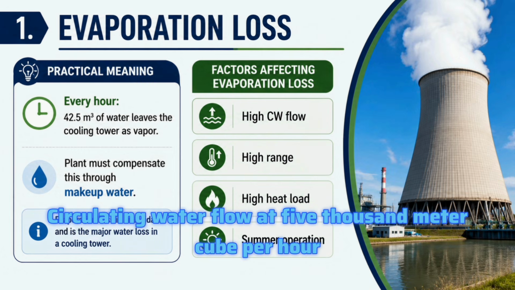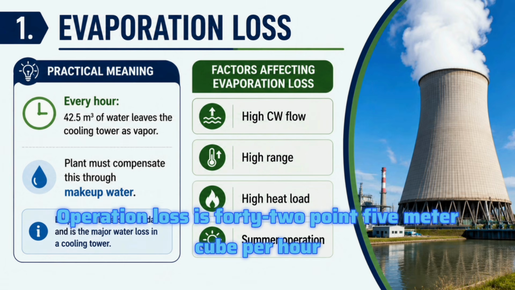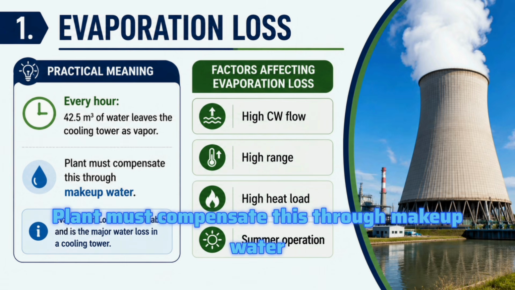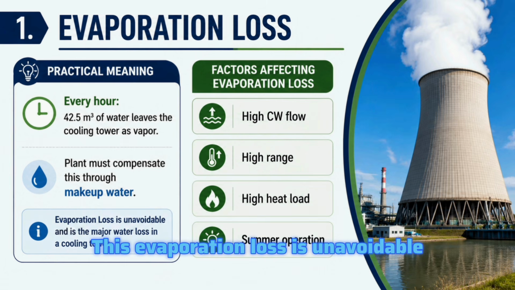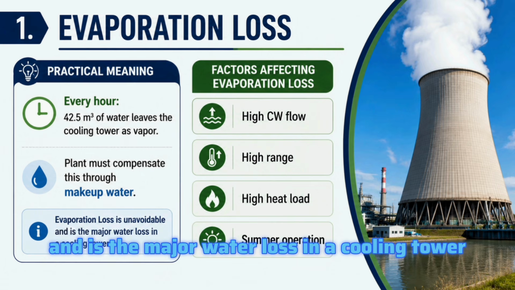It means for circulating water flow at 5000 meter cube per hour, evaporation loss is 42.5 meter cube per hour. The plant must compensate this through makeup water. This evaporation loss is unavoidable and is the major water loss in a cooling tower.